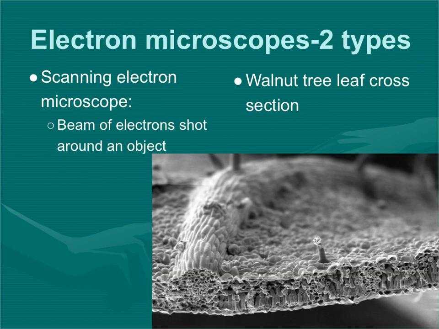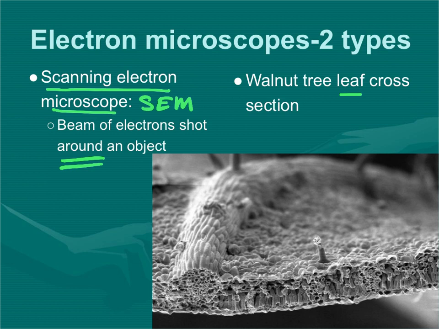There are 2 different types of electron microscopes. One of those types is the scanning electron microscope. Sometimes those are also called the SEM. They send a beam of electrons around an object, and so you can see the surface detail of an object super easily. So this, for example, is the cross section of a leaf from a walnut tree. This is what a leaf looks like when you look at it through a scanning electron microscope.